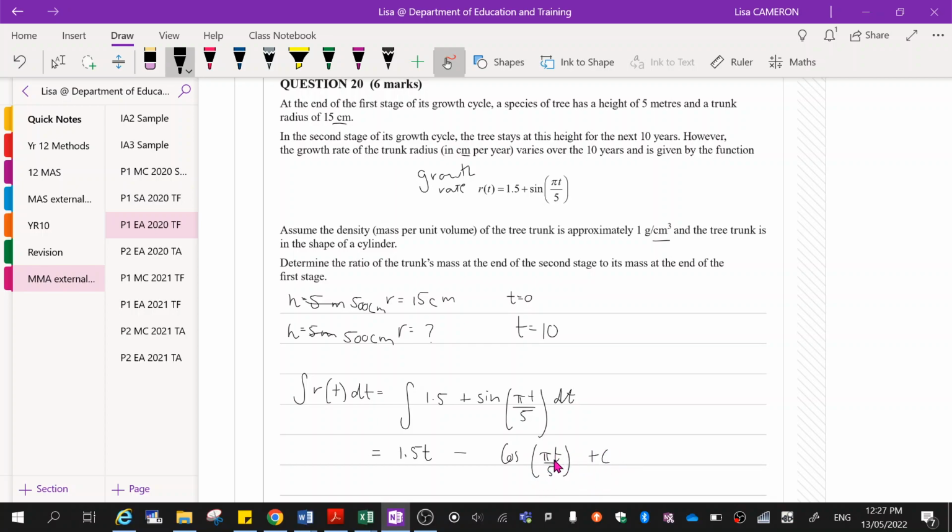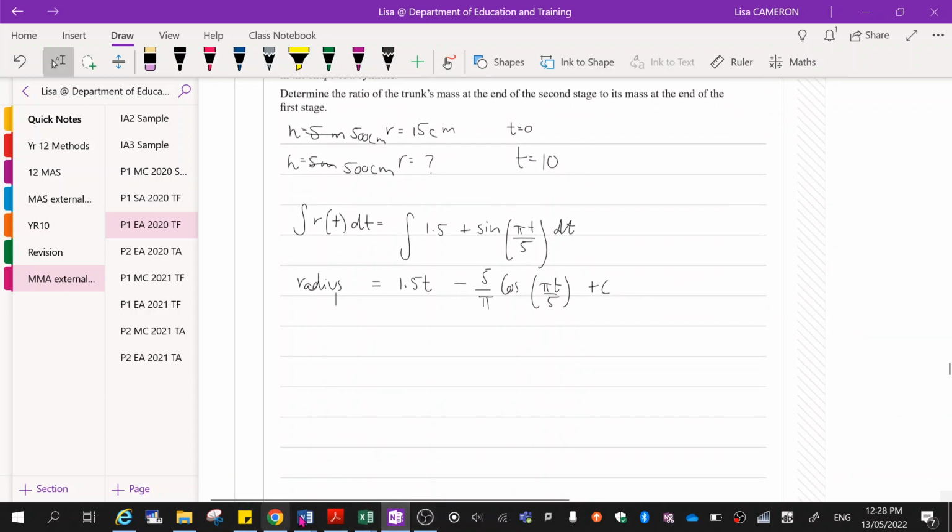Now, accounting for the derivative of the inside, I get pi on 5, so it becomes 1 over pi on 5, which converts to 5 on pi. So that's the function we've currently got. We do have some other information we can use to solve for c and finish off this equation for the radius. I know these two facts, so I'm going to use them: the radius equals 15 when the time equals 0, and we're going to solve.